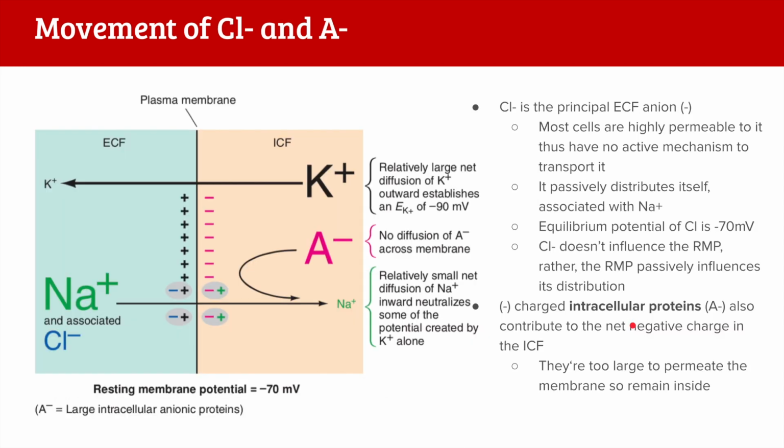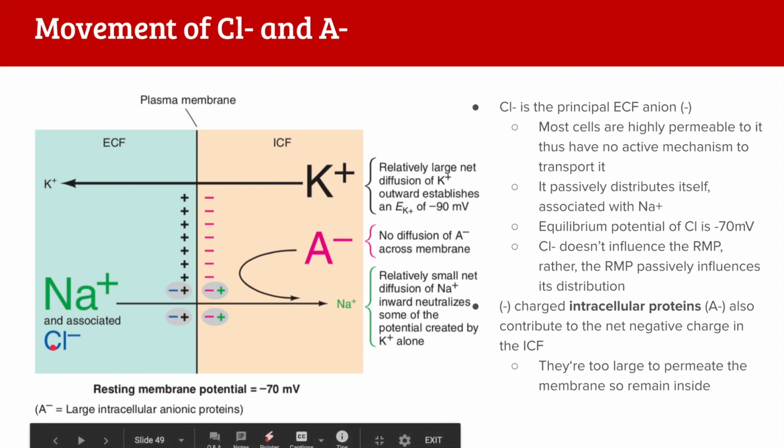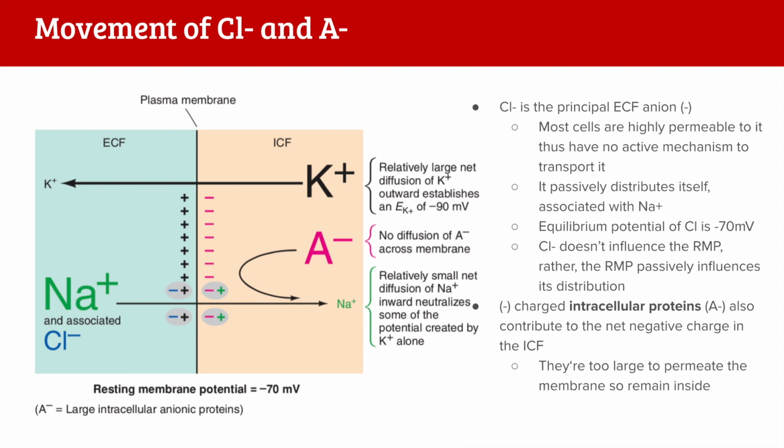Now we're going to move on to the negative particles. That's chloride and A-. A- are negatively charged intracellular proteins. Chloride here is a principal ECF anion. Most cells are highly permeable to it, so there's no active mechanism to transport it. It can just diffuse across.